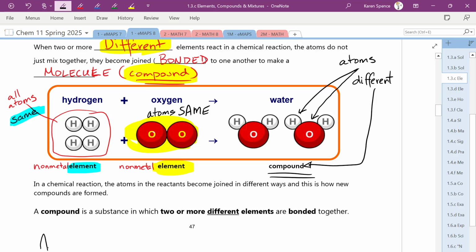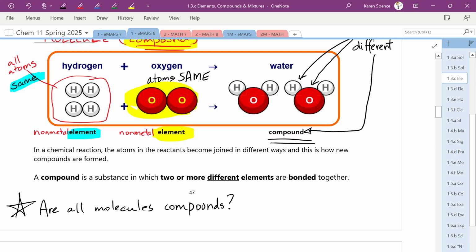Here's a question for you. Are all molecules compounds? And I'm putting a star beside it because it is a favorite test question of mine. Love to ask it on a test. Are you going to ask why in the test or no? I might ask you to explain. Are all molecules compounds? No. Why not?